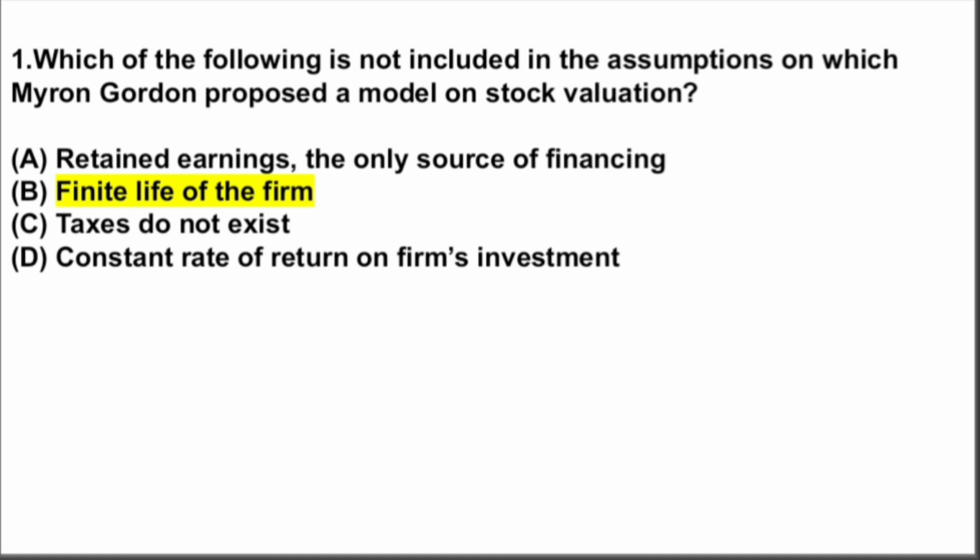First question: which of the following is not included in the assumptions on which Gordon proposed a model on stock valuation? The given options are: retained earnings as the only source of financing, the finite life of the firm, taxes do not exist, and constant rate of return on the firm's investment.